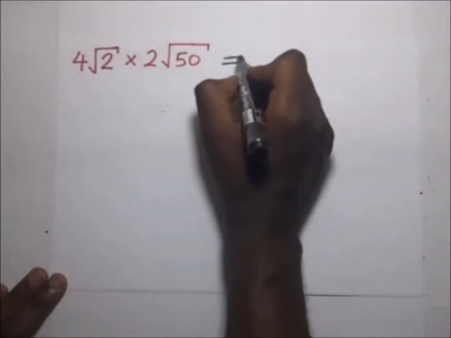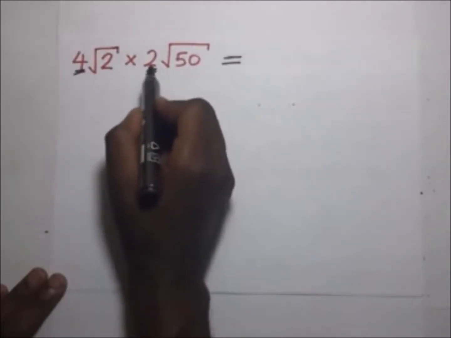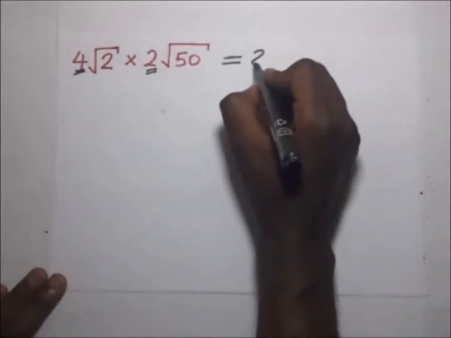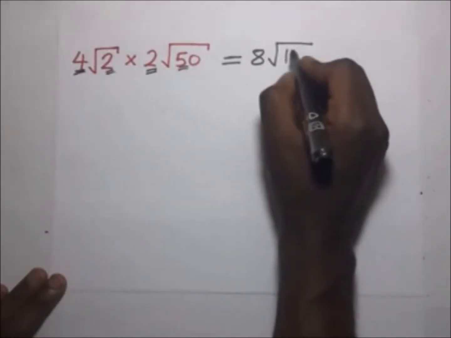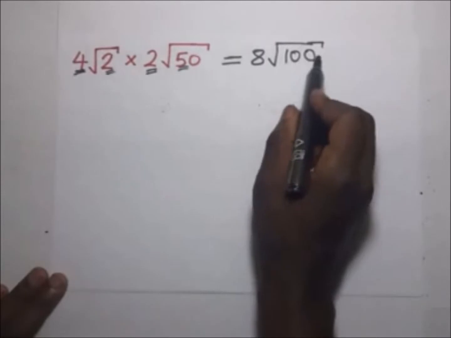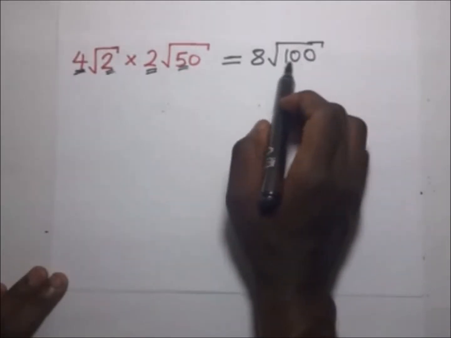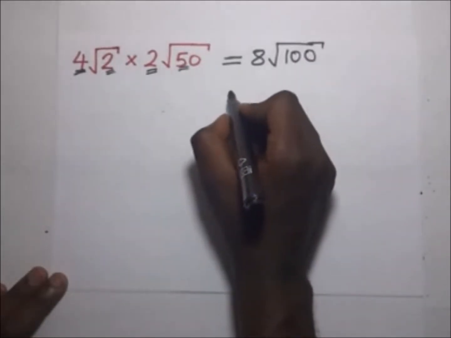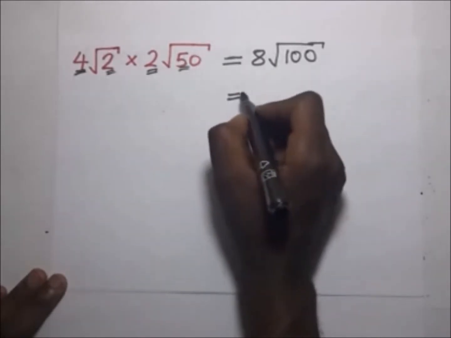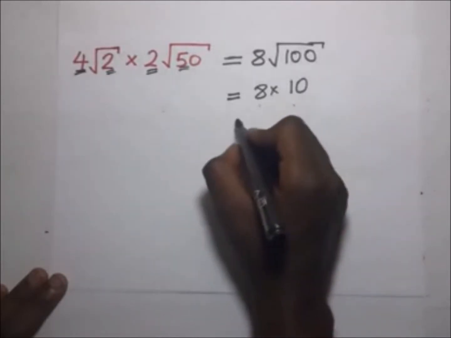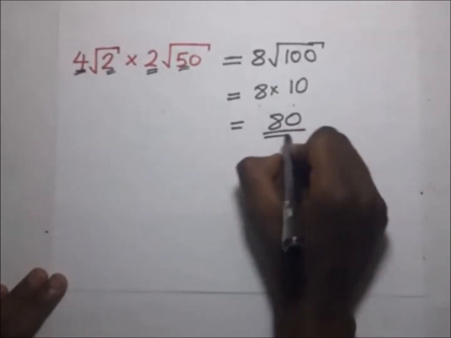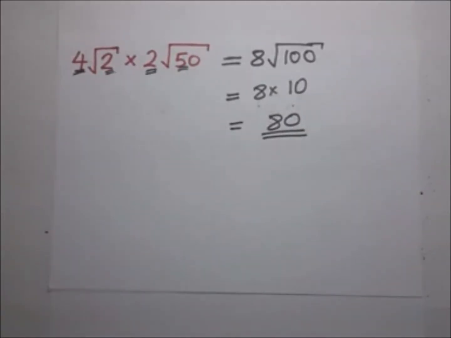That's going to be equal to, so we shall multiply the whole numbers together first. 4 times 2 is 8, so it's going to be 8 times the square root of 2 times 50, which is 100. But then we realize that the square root of 100 can still be simplified further. So that is going to be equal to 8 times the square root of 100, which is 10. So the answer here is 80. And that is the answer. Now that is how we multiply mixed surds.